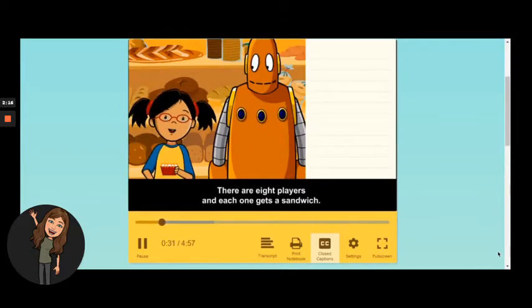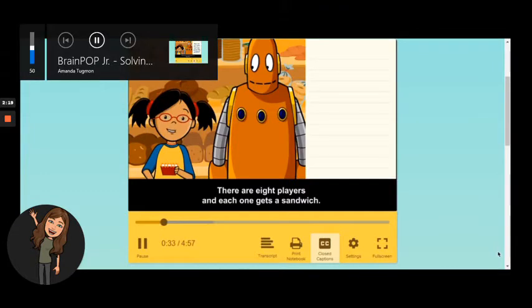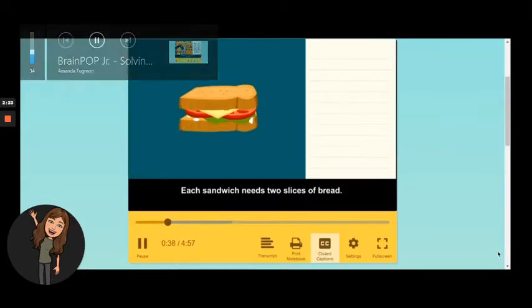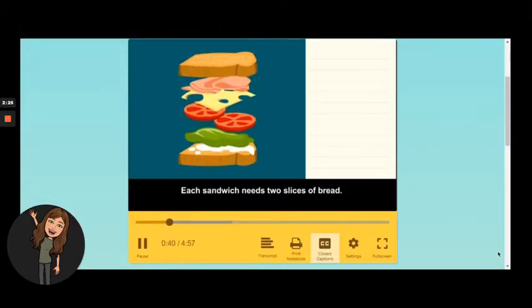There are 8 players, and each one gets a sandwich. That's 8 sandwiches. Each sandwich needs 2 slices of bread. How many slices do we need altogether?